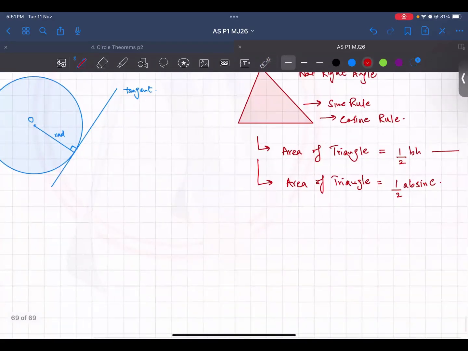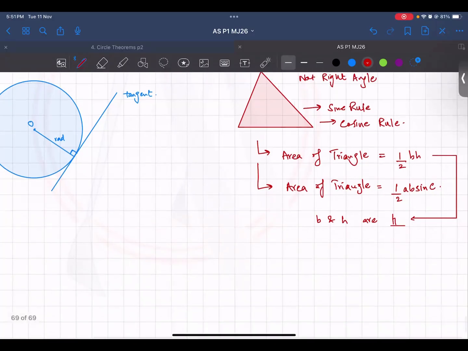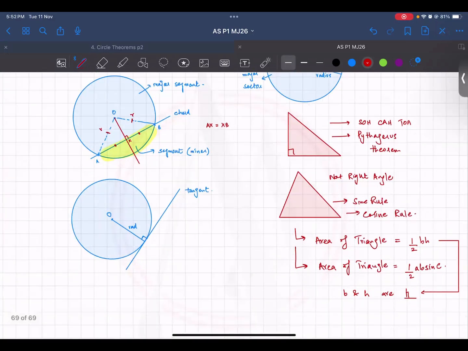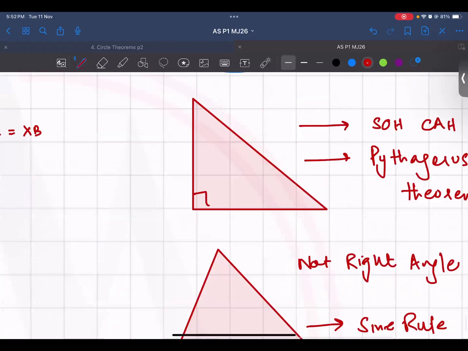The base and the height in this formula are always perpendicular. Always. If the two dimensions of the triangle that they have given you are not perpendicular to each other, then you cannot suppose them to be the base and the height. You cannot use this formula. For example, in this one, let's suppose this is 5 and this is 3, this is 4, this is 5.